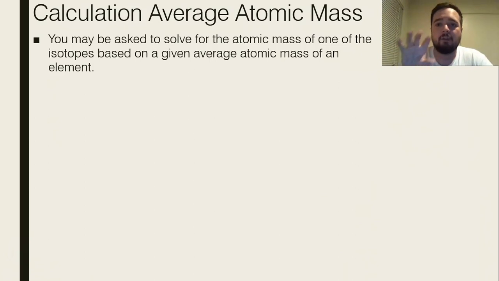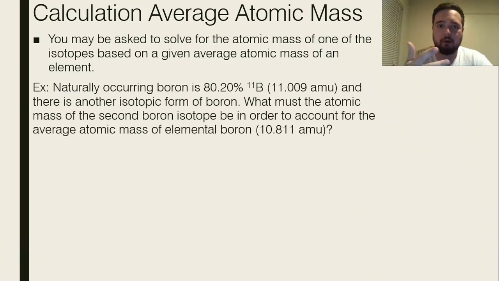So you may be asked to solve for the atomic mass of one of the isotopes based on a given average atomic mass of an element. So I'm going to give you an example of how this works. Naturally occurring boron is 80.2% B11, mass number of 11, with a mass of 11.009 AMUs. And there's another isotopic form of boron, which we don't know. What must the atomic mass of the second boron isotope be in order to account for the average atomic mass of elemental boron, which is 10.811 AMUs?